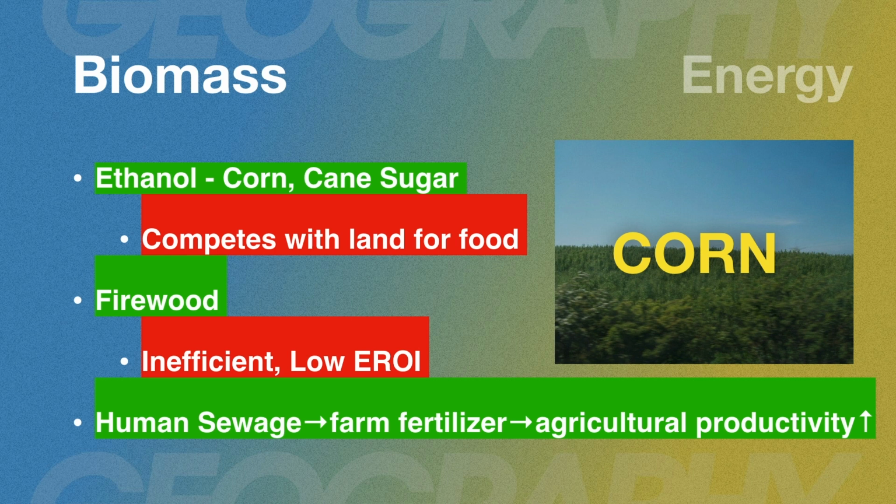Biomass, that could be 3 different types here. The first of which is ethanol. It can be made out of corn, as it is in the US. It could also be made out of cane sugar. Unfortunately, this would compete with land that would otherwise be used for food production. There's firewood. This is very inefficient, low EROI here. And there's also human sewage, which is a creative use of it because you can turn it into farm fertilizer and therefore increase the agricultural productivity. So it's an energy resource for food.